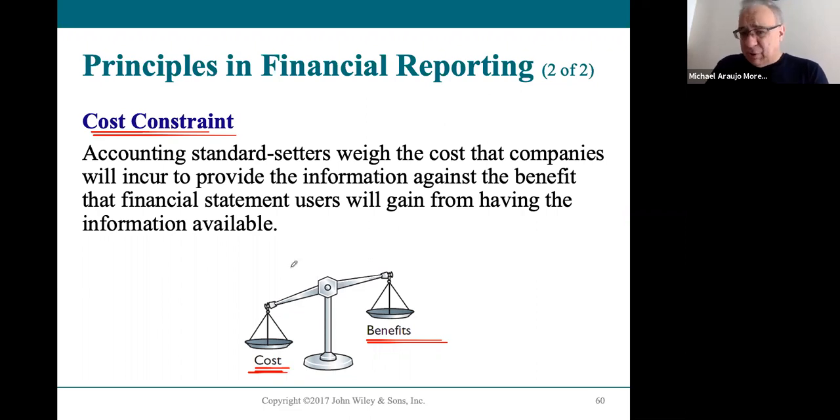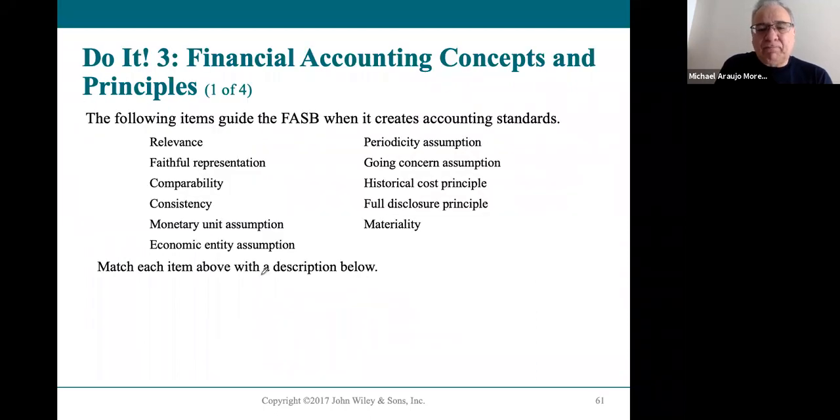So disclosing certain information might actually hurt the company more than benefit, even though it's not happening yet, right? So it's important to make sure that we put that cost constraint into effect to make sure that when we do disclose, it's actually relevant, it's actually real.